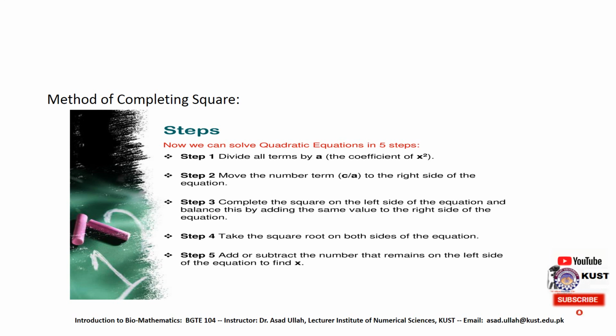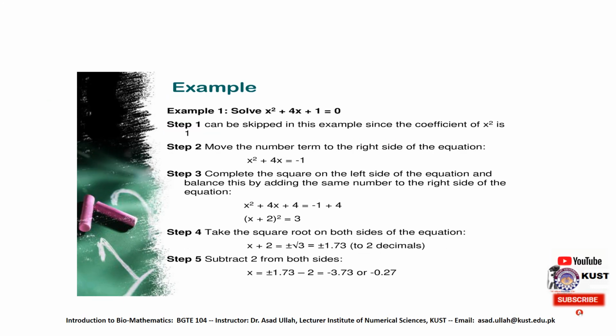In equations, normally we add or subtract values on both sides of the equation to balance the equation. And step 4, take the square root on both sides of the equation. And step 5, add or subtract the number that remains on the left side of the equation to find x. Here we present a simple example, that is x squared plus 4x plus 1 is equal to 0. How to solve this equation by using the completing square method?